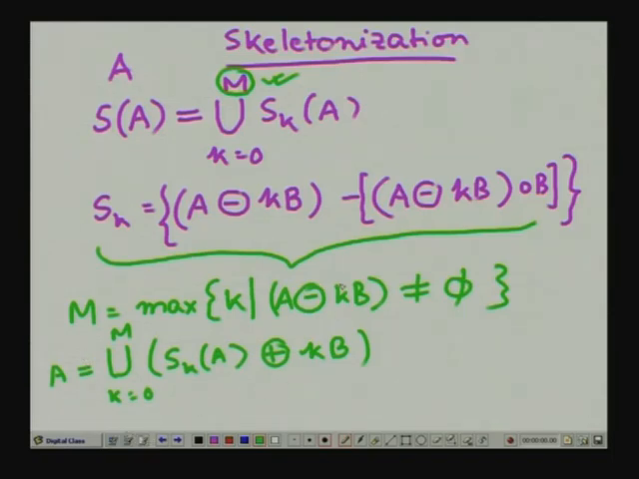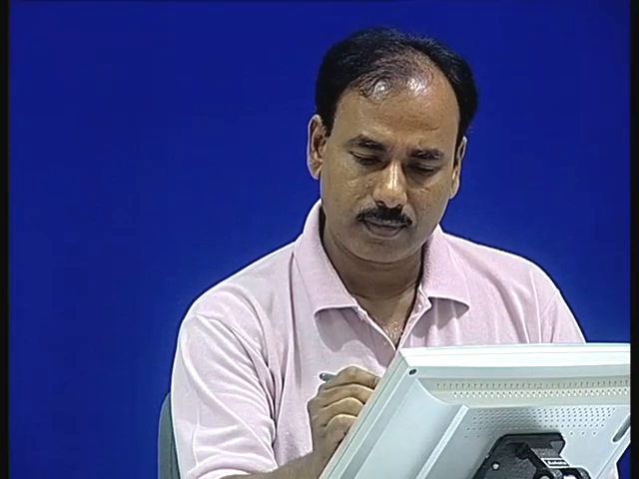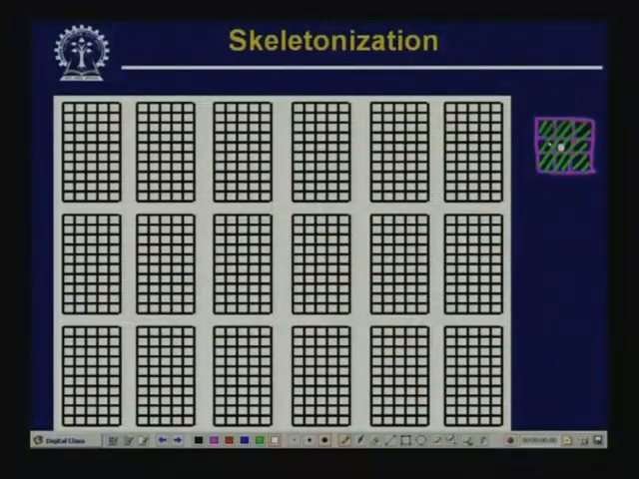So, let us illustrate this skeletonization, and finally getting back our original point set A from the subskeletons, with the help of an example. For this skeletonization, the structuring element B we will consider is a 3 by 3 structuring element like this. In this case, the origin of the structuring element is the center element.